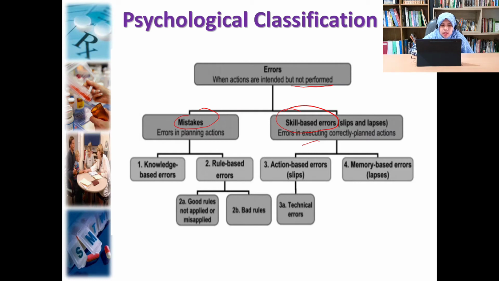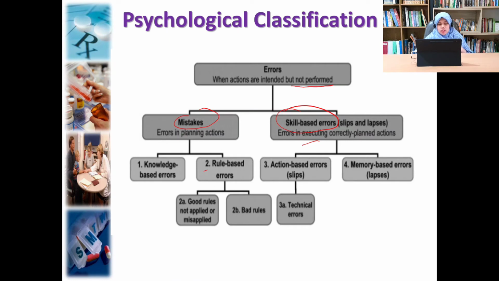The first one that I will explain is mistakes, or errors in planning action. The first one is knowledge-based error, and the second one is rule-based errors. For the knowledge-based error, for example, a pharmacist forgets about something, for example the adverse event from the drugs, or maybe the concentration of the drug, or you don't know how to prepare a new drug, a newly arrived drug, for example.